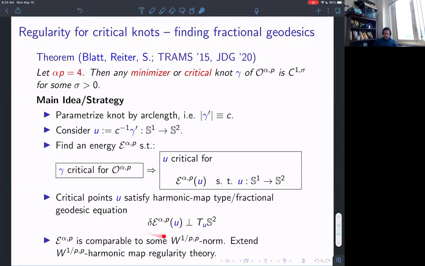But essentially, this looks very similar to the harmonic map equation, at least structurally. And so we observe that this energy, I will show you in a bit, it's a bit ugly, but essentially it has a fractional Sobolev norm. It looks like it. And the idea is we know how these fractional Sobolev norm critical points into manifolds behave. We have the regularity. And so we extend the regularity theory for fractional geodesics, if you want, to this kind of solution, right?